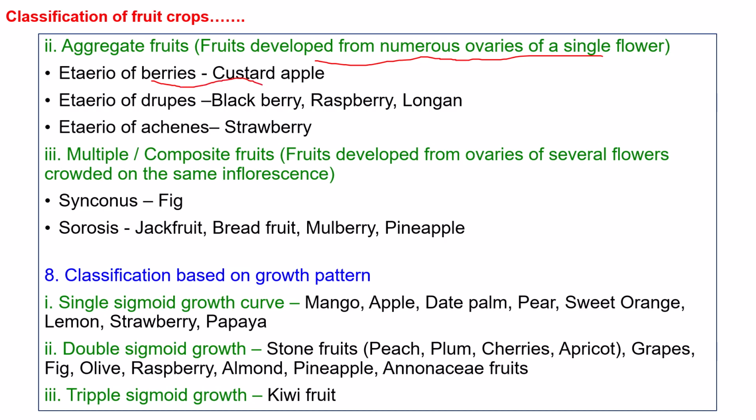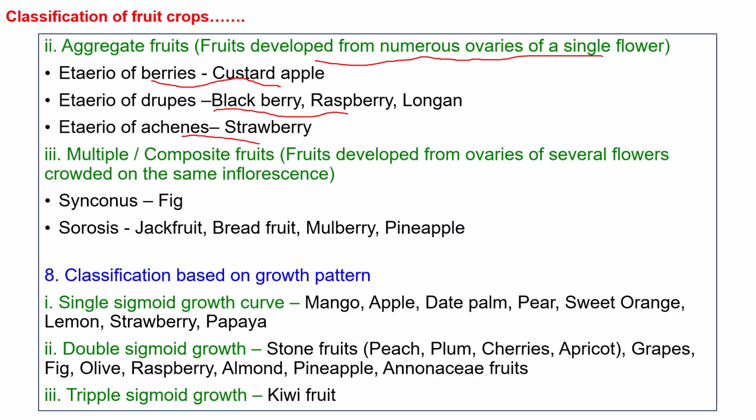So etaerio of berries, that means so many berry fruits will be combined together, that is custard apple. Then etaerio of drupes, blackberry, raspberry and lemon. Etaerio of achenes, strawberry. Then next is the multiple or composite or complex fruit.